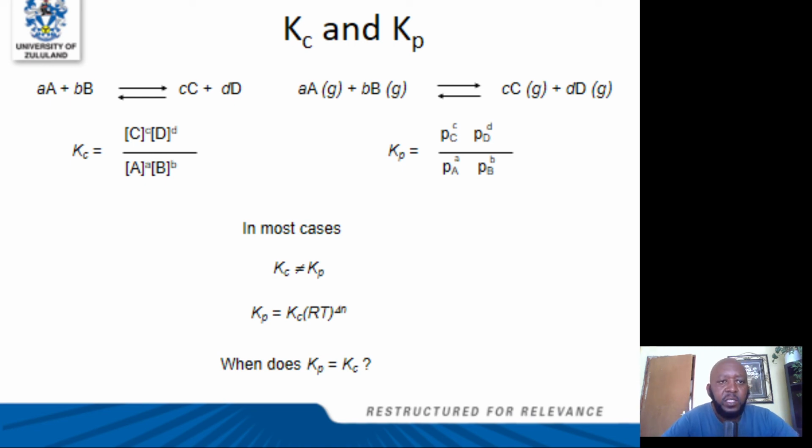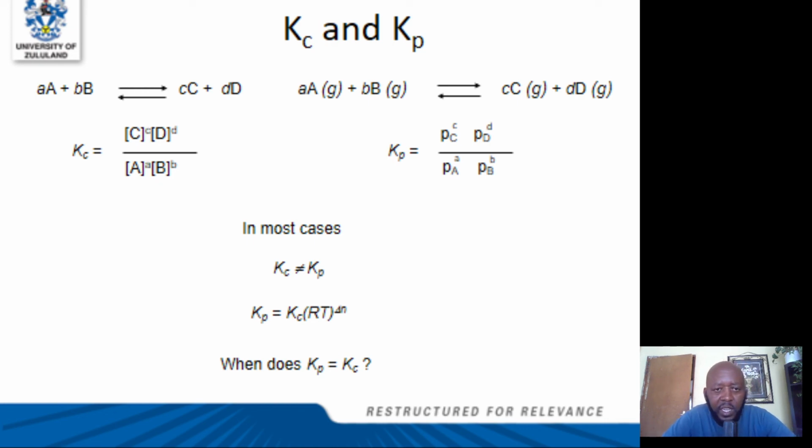So for this reaction, as you can see, for the products C and D, we say C multiplied by D, each raised to its coefficient. This is how to calculate the equilibrium constant. But if your reactants are given in terms of partial pressures, we still calculate it the way we calculate the equilibrium constant, but in this case, we term it Kp.